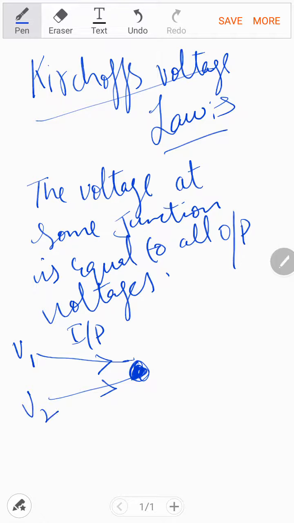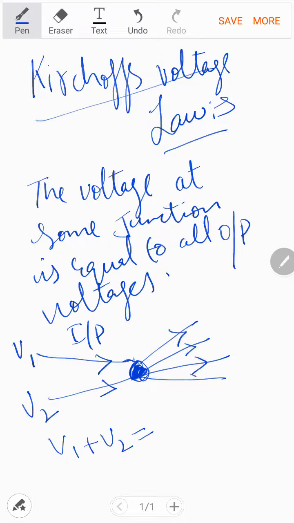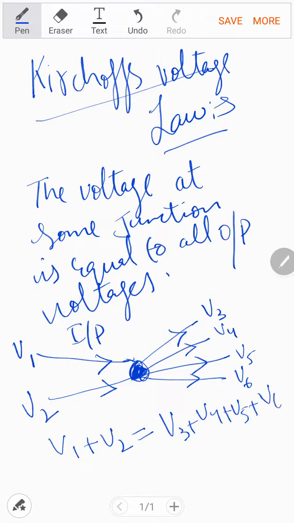Now according to Kirchhoff's voltage law, V1 plus V2, that is two input voltages, will be equal to all the output voltages. Say here we have V3, V4, V5 and V6. So V1 plus V2 will be equal to V3 plus V4 plus V5 plus V6.